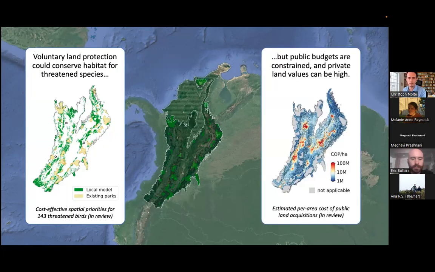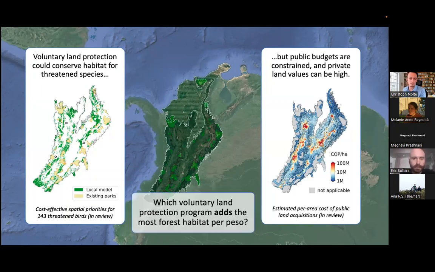Here is a map that is currently in review for where those spatial priorities for birds could be. But at the same time, costs of those projects are not low. Public budgets are constrained, and in some locations, especially the red areas here where you have the large cities and population centers, costs are high.